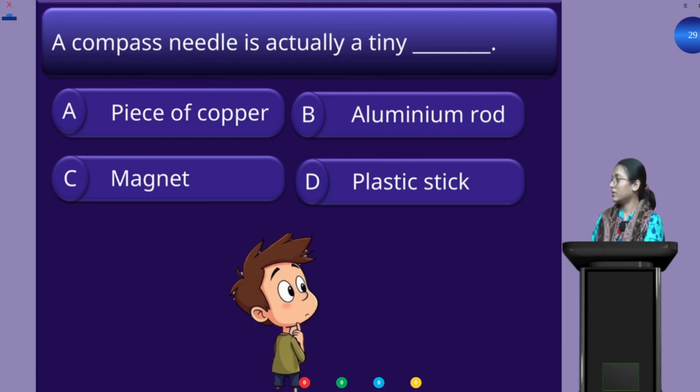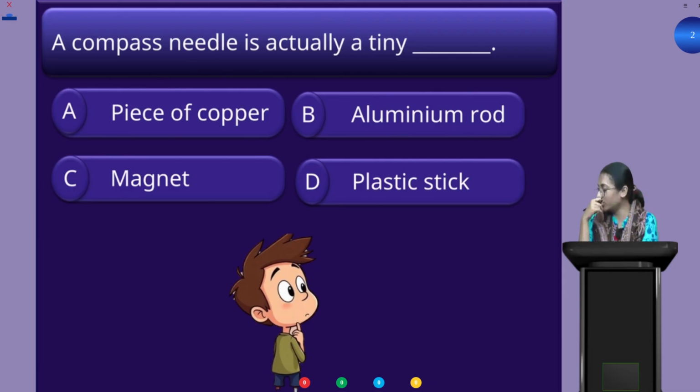What will be the correct answer? A compass needle is actually a tiny what? Is it a piece of copper, an aluminium rod, a magnet, or a plastic stick? Which one is it? I can see so many of you already got the right answer. Very good. The remaining of you also try to answer, okay?